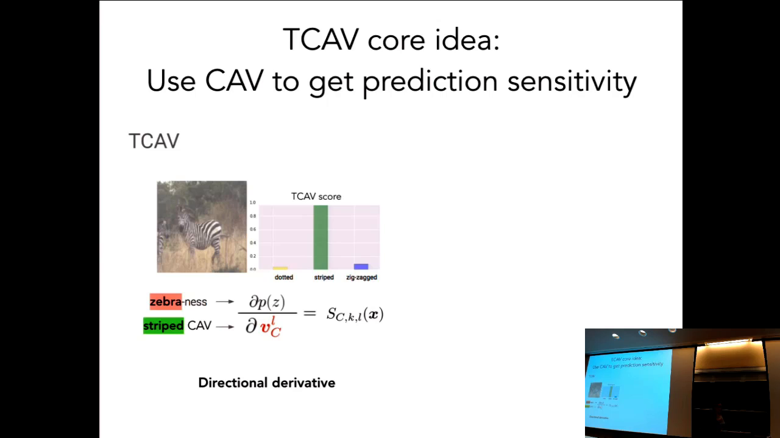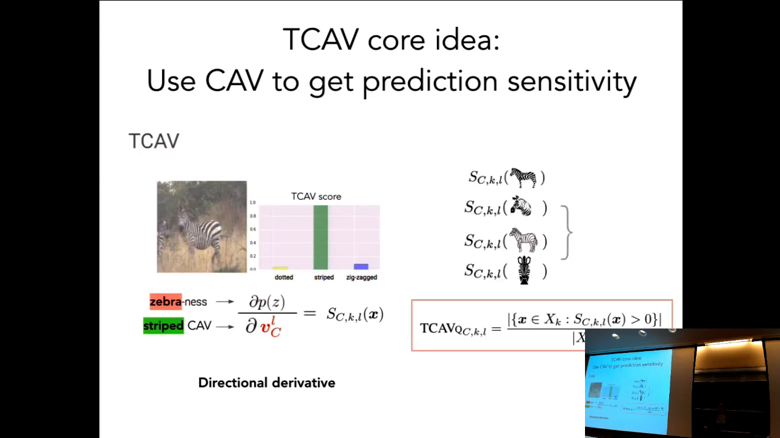So let's call this directional derivative S. You can do this and get this score for many, many zebra pictures that you have. Then what we simply do is take the ratio of zebra pictures, among everything you had, that returned a positive directional derivative. What this says is, I want to get all the zebra images where the existence of the stripedness concept was positively contributing to zebra-ness.